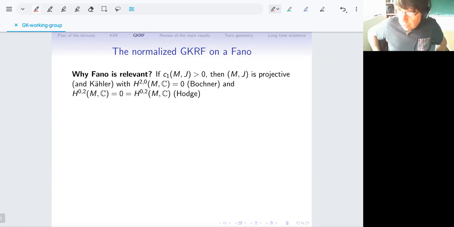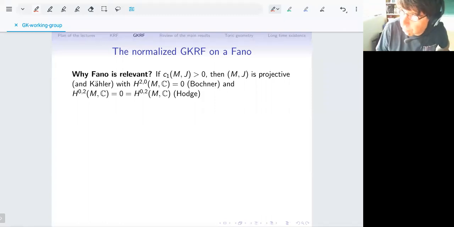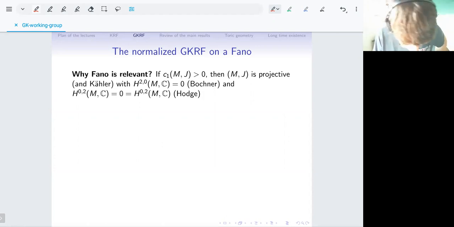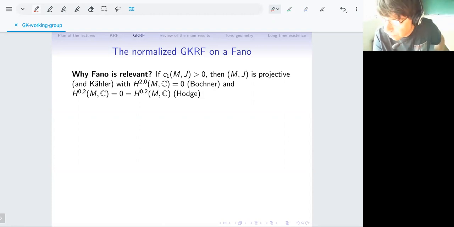So there are various specificities of the Fano condition. For instance, we know that Fano manifolds are simply connected. We know that they don't have 2-0 forms. They are projective, therefore Kähler. So in particular, by Bochner, H^{2,0}, the (2,0) cohomology group, is trivial. By Hodge duality, the same is true for (0,2).